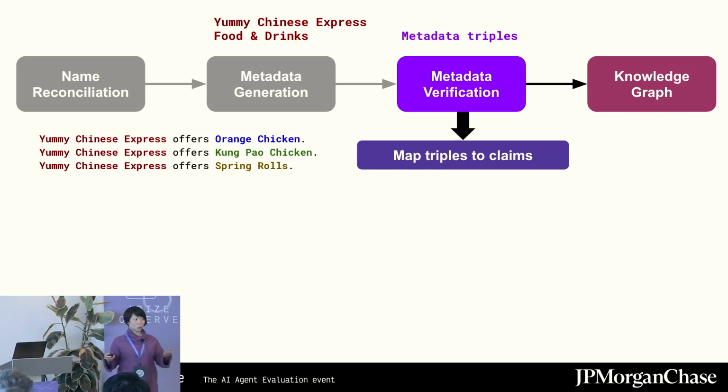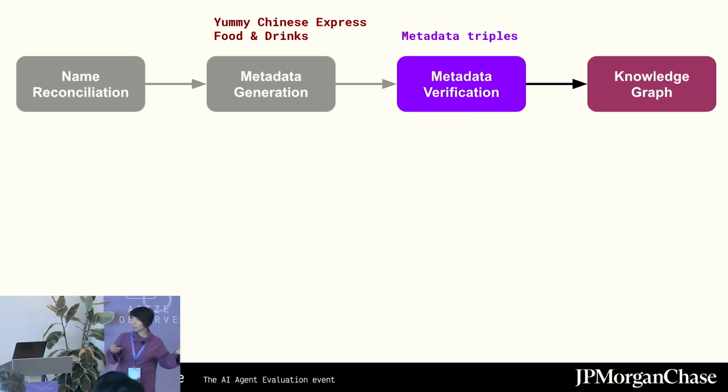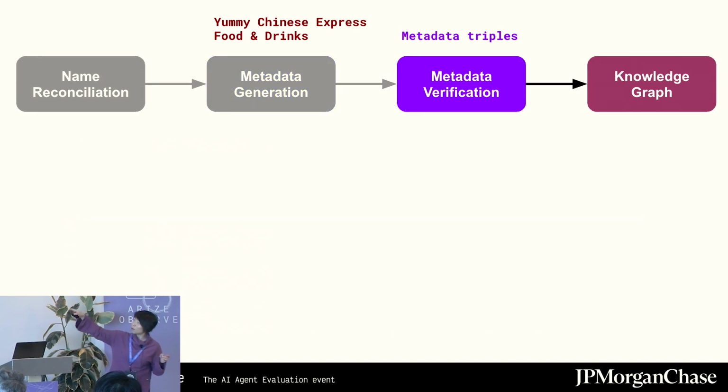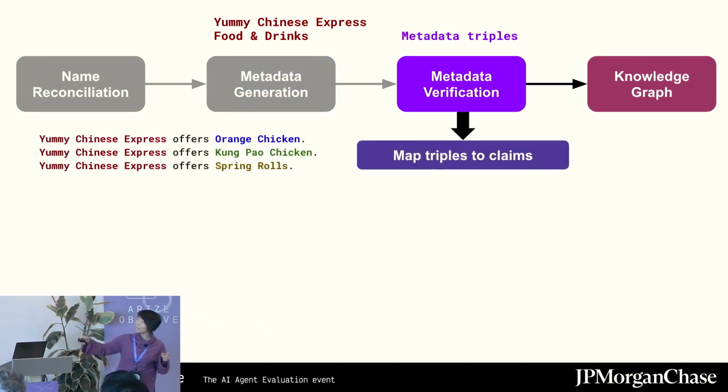So for those of you who do any type of fact checking, usually you take an atomic fact, or in some communities could be called claims as well. So I took the triplets right here. So the first one, Yummy Chinese Express offers orange chicken, the first line, and now I've made them into sentences.